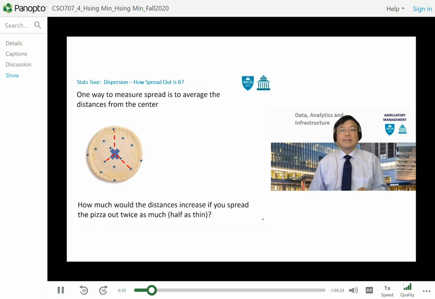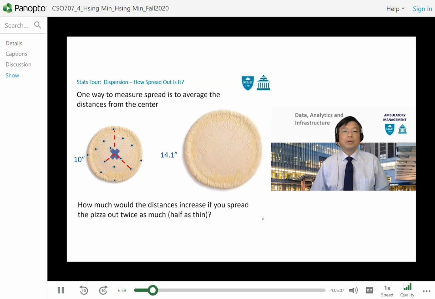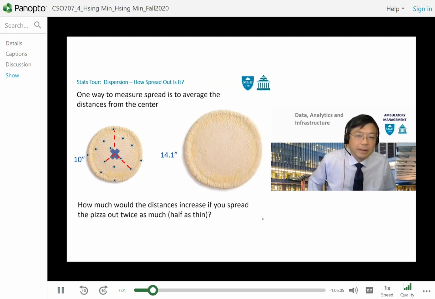So let's ask this question. Let's say the pizza, well, we did figure out this is a 10-inch pizza. Let's say it's 1 centimeter thick. And we want to spread it out twice as much. What does that mean? We want a pizza that's half a centimeter thick. How big would the pizza have to be? We're starting with a 10-inch pizza. How big does it have to be?